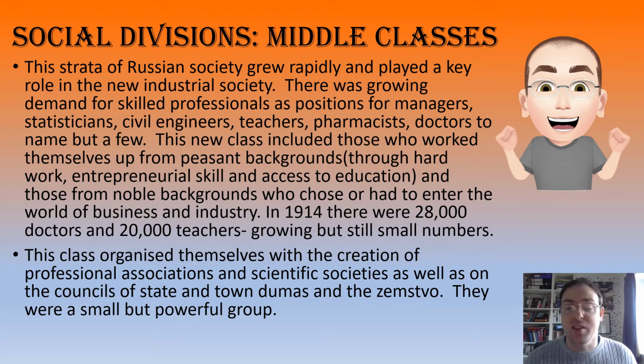The class organised itself. This was one of the exciting things about the growth of the middle class. They created professional associations and scientific societies, various voluntary sector groups, to try and do some good in Russia, and also to promote their own interests. They also played an important role on councils of the state and town dumas, and in a lot of the Zemstvo. So they were still quite a small group in Russia, but they were becoming an increasingly powerful one.